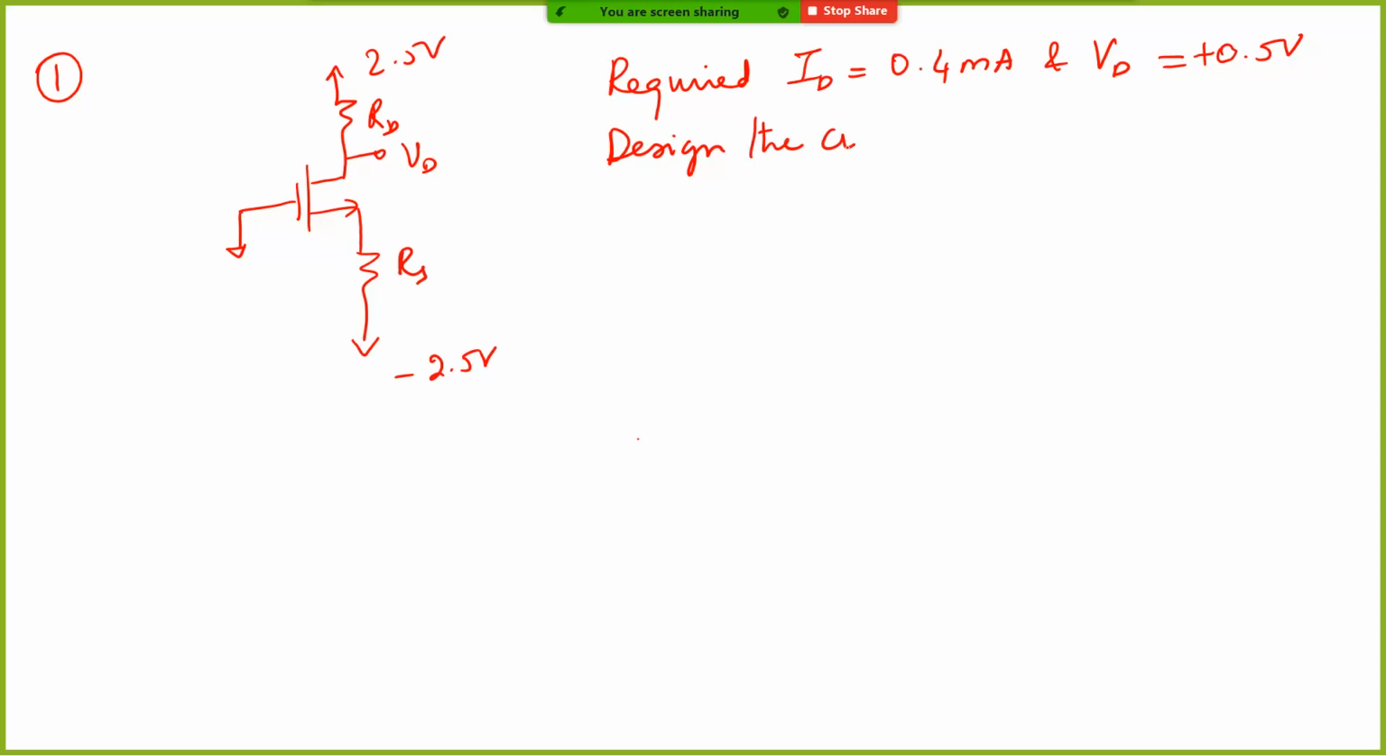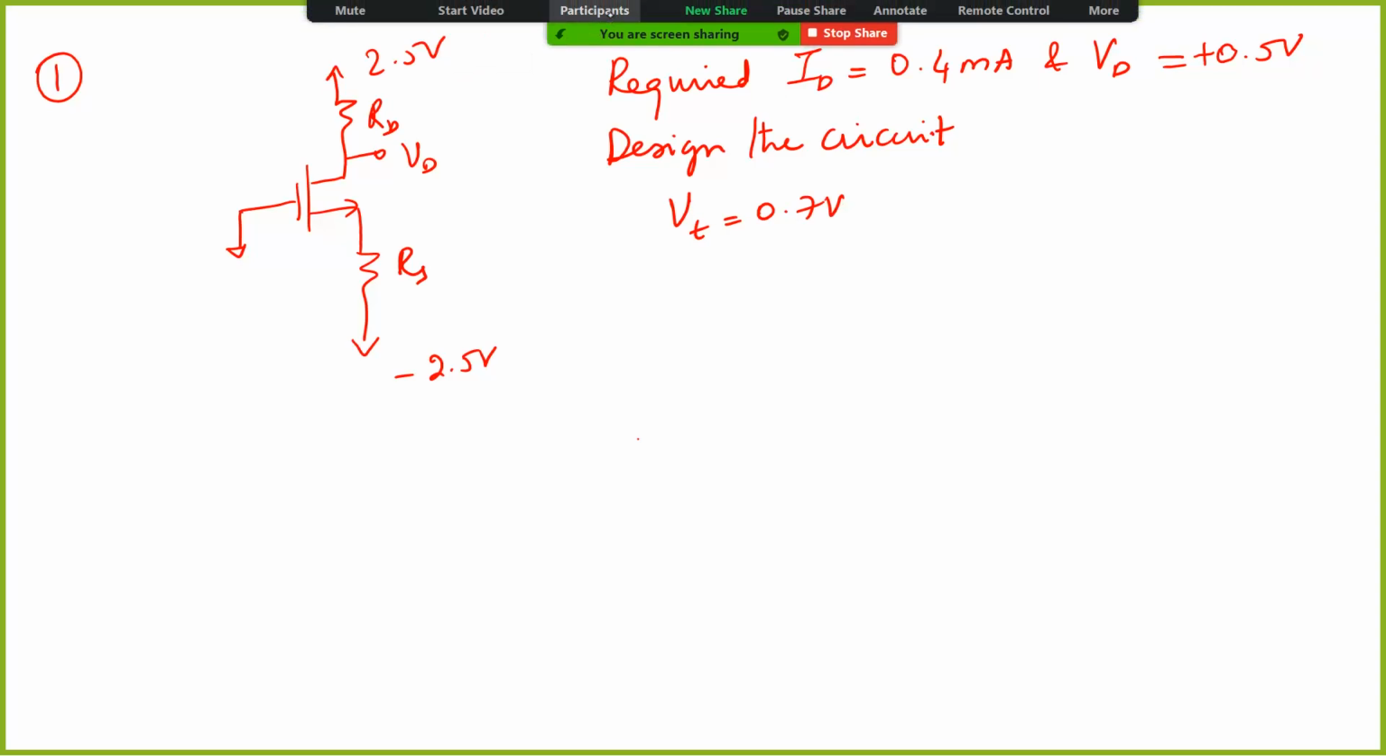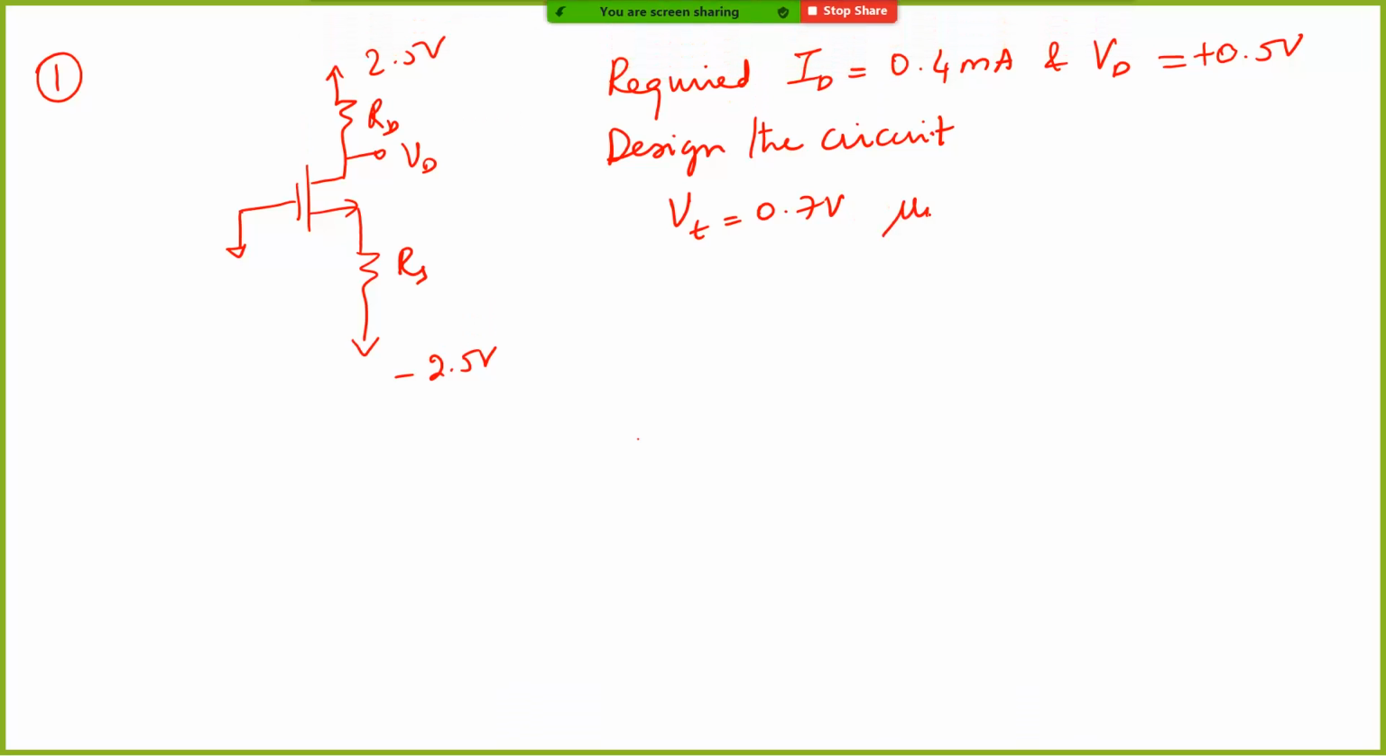When we say design the circuit, we basically need to design the values of RD and RS such that we get this amount of current which is flowing. So the threshold voltage is given by 0.7 volt, and also mu n Cox product is given as 100 microamp per volt squared. Okay, the channel length is 1 micrometer, width is given by 32 micrometer. Okay, you can neglect the channel length modulation, or in other words, take lambda to be 0. Okay, so here we need to find RD and RS.